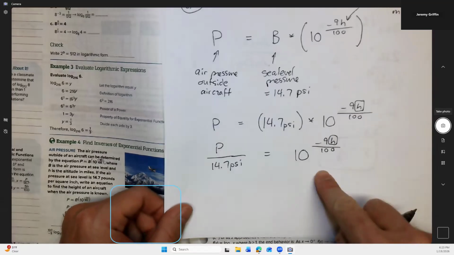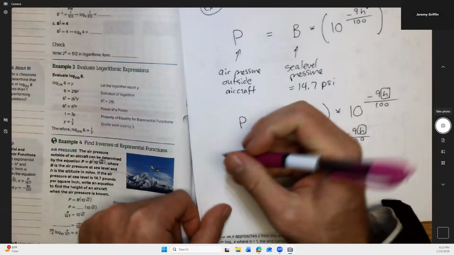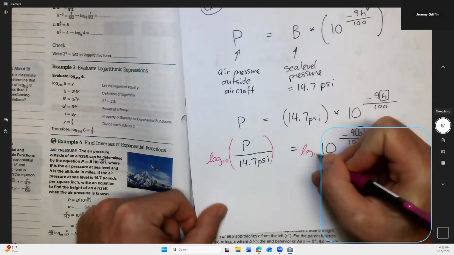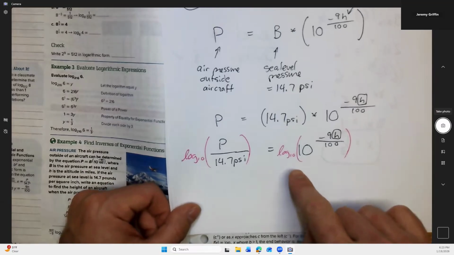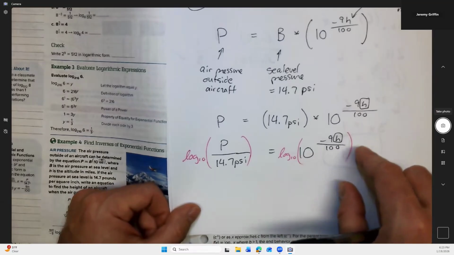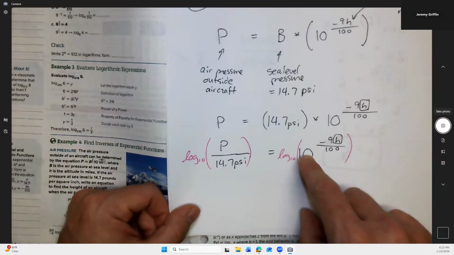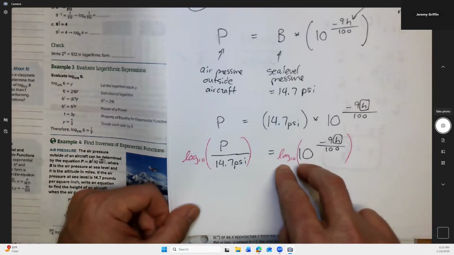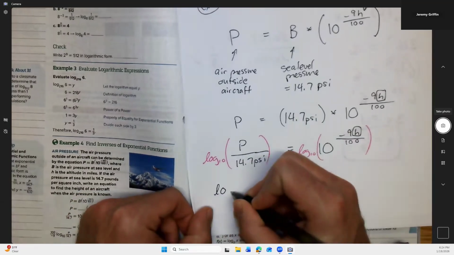Now we can apply a logarithm. I'll take the log of both sides. So log base 10 of the left side equals log base 10 of the right side. Whenever you see a log base and the inside value's base match, it's sort of like a cancellation, and the answer ends up being the power here. I'll write the answer for the next step.